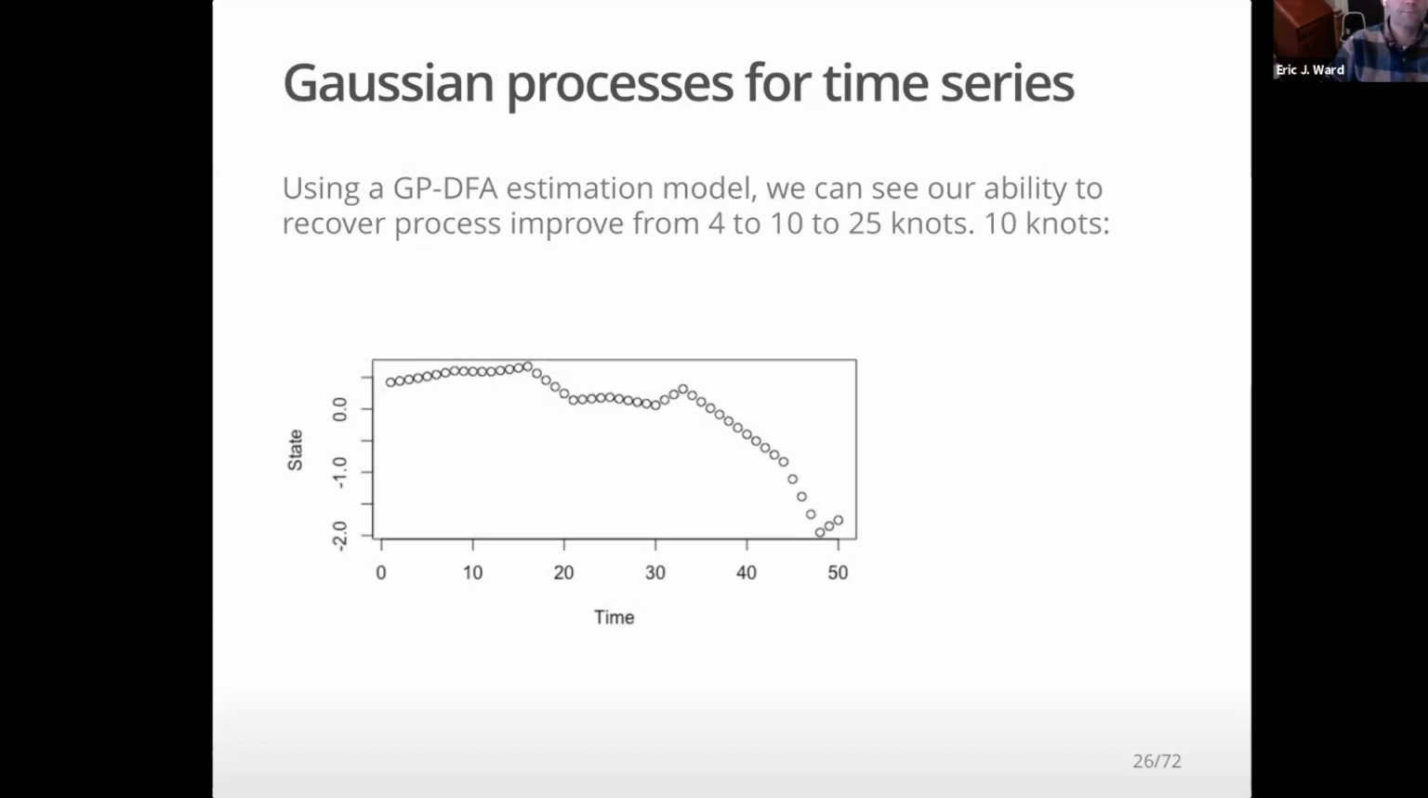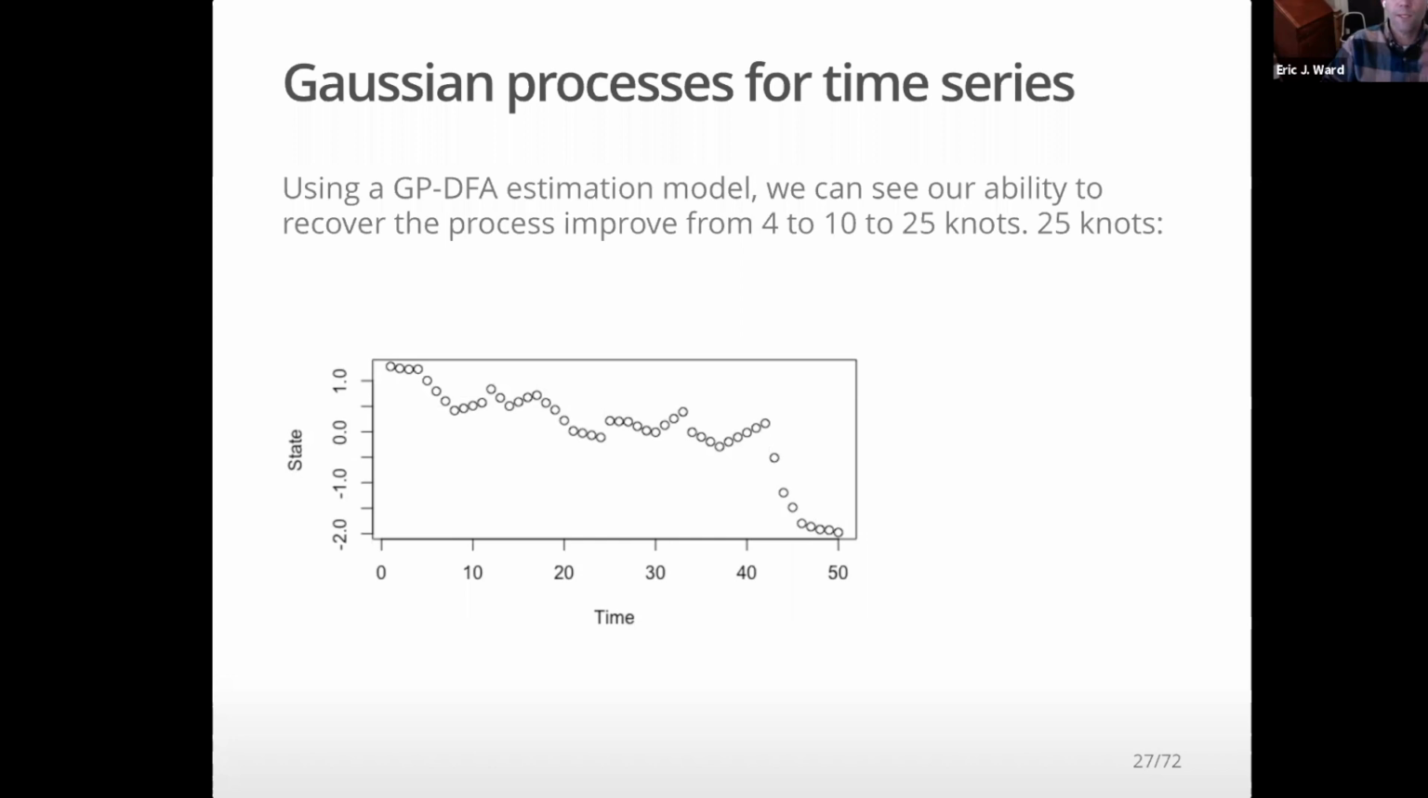As we increase this to 10 knots, it seems like we're doing a little bit better. Once we get to 25 knots, we start to get something that approximates our data a little bit more. Even with 25 knots, that's still pretty good, because we're still estimating about half as many parameters as we would in a state space random walk type framework, where each of our latent states is being treated as a parameter.